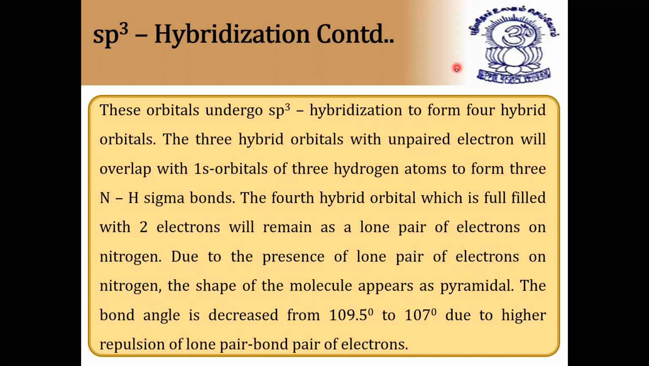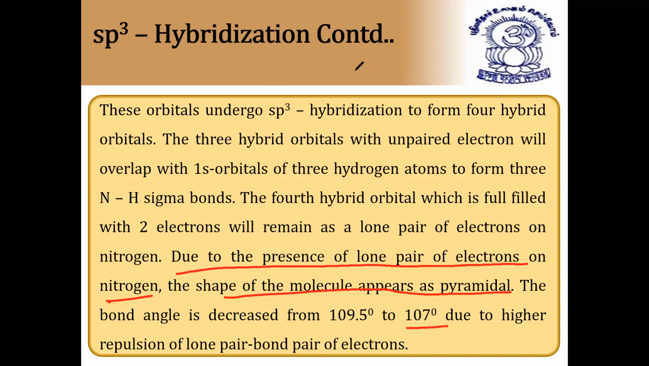Since the lone pair is occupying more space, it will not have regular geometry, it will have distorted geometry, as we discussed in the case of VSEPR theory. That distorted geometry is due to the lone pair. The shape of ammonia is expected to be tetrahedral, but the actual shape is pyramidal. That is due to the presence of lone pair of electrons. So this line is very important. You can underline this line: due to the presence of lone pair of electrons on the nitrogen atom, the shape of the molecule appears as pyramidal. So these two points are important, and the bond angle is 107 degrees.